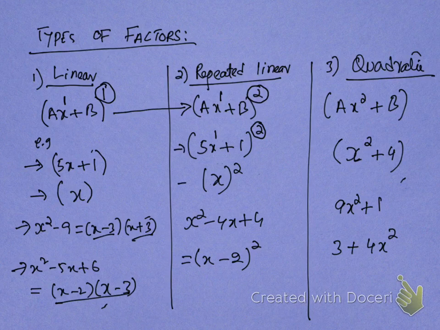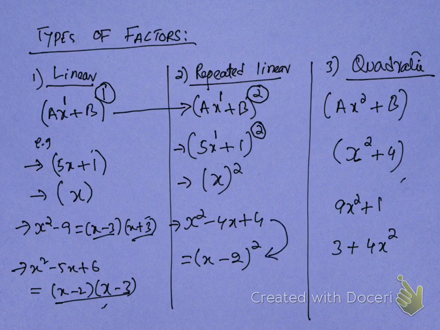Another example of a repeated linear factor is x power 2. This third example is not quadratic factor. This is basically repeated linear factor because this can be factorized.